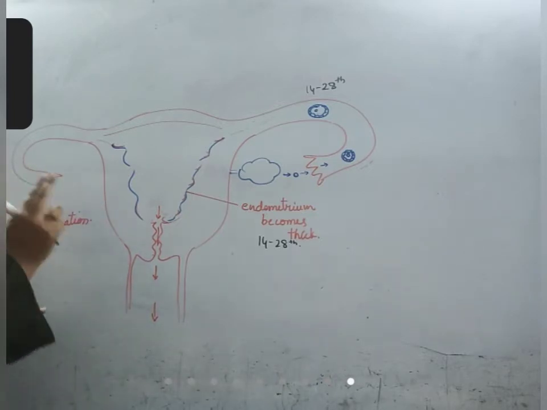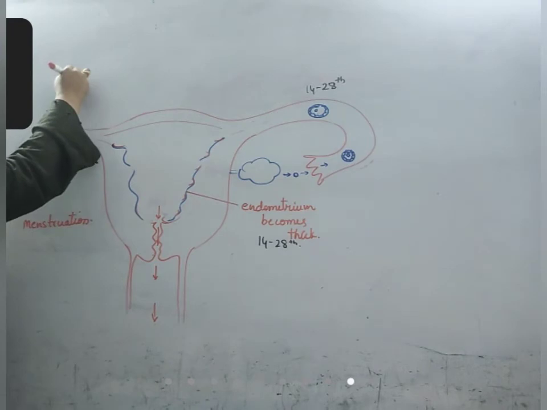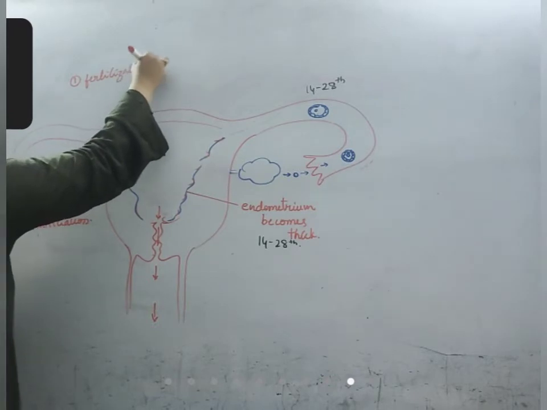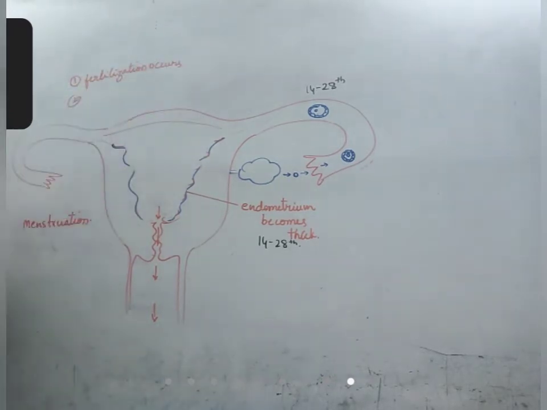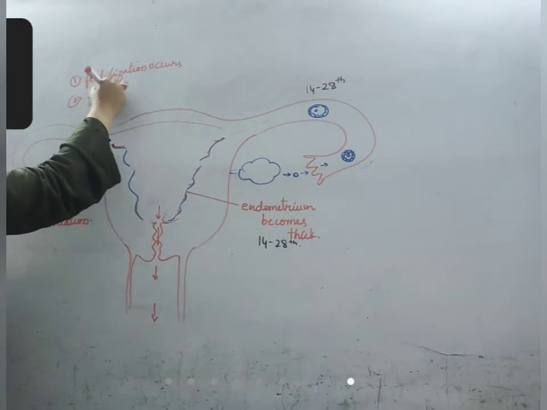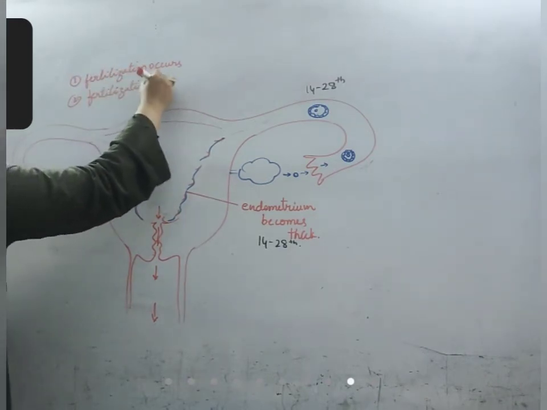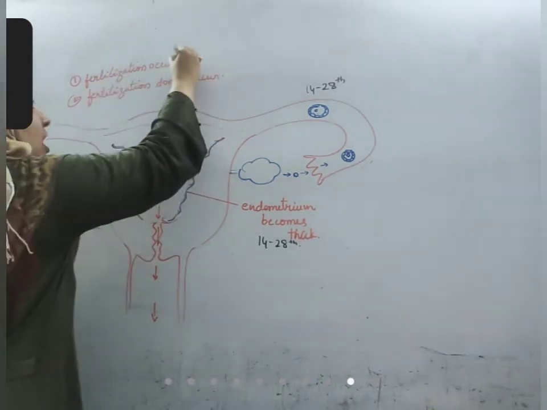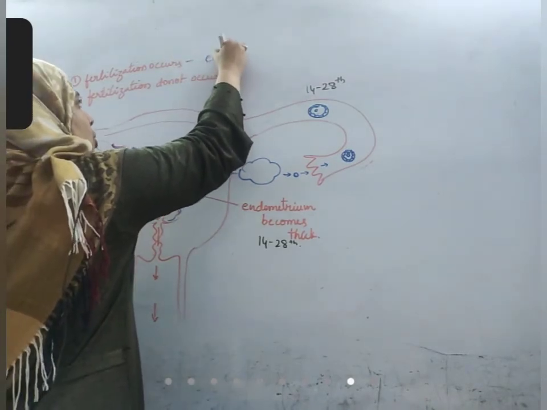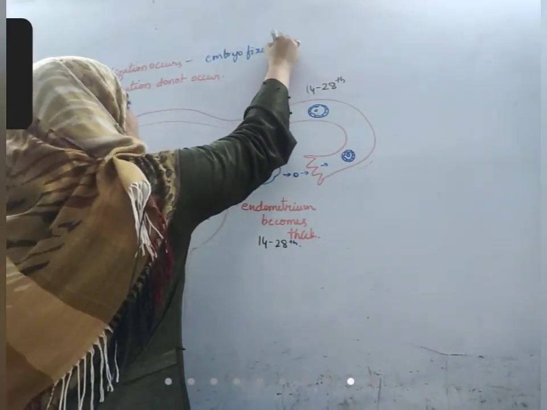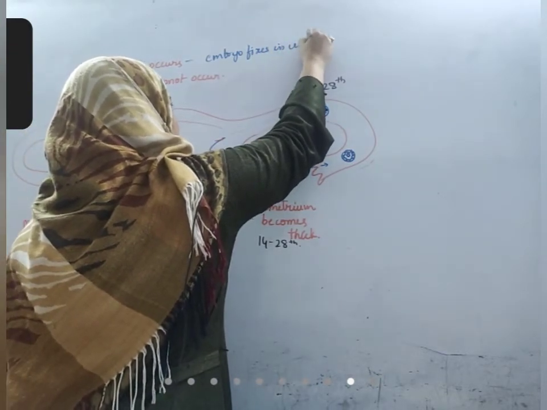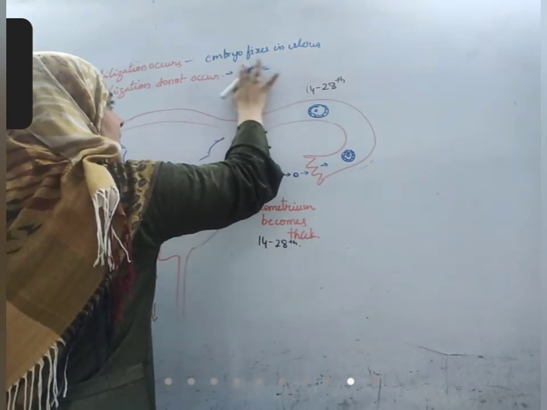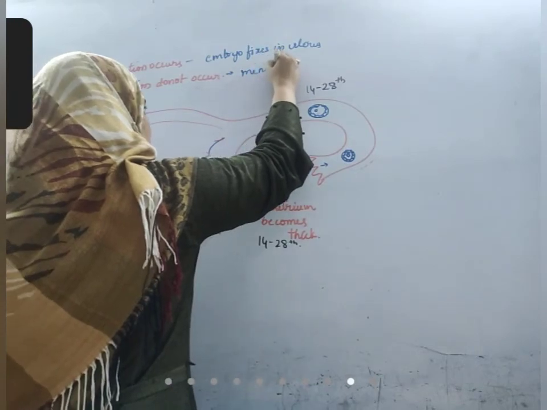So after the 14th day, two fates are there. One is that fertilization occurs. The second fate is that fertilization does not occur. If fertilization occurs, the embryo fixes in the uterus. If fertilization does not occur, the endometrium sheds, and this process is called menstruation.